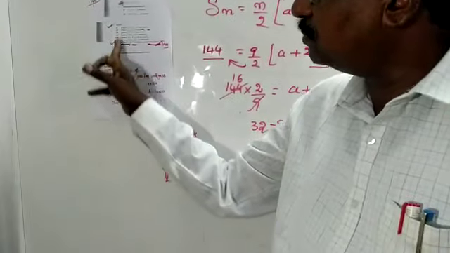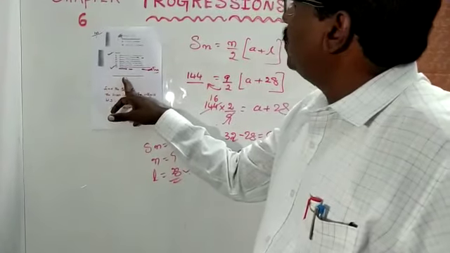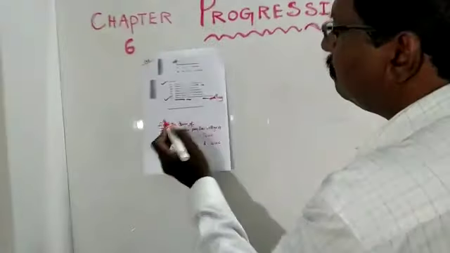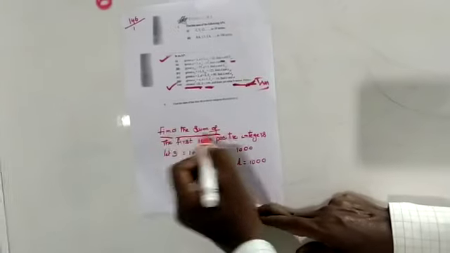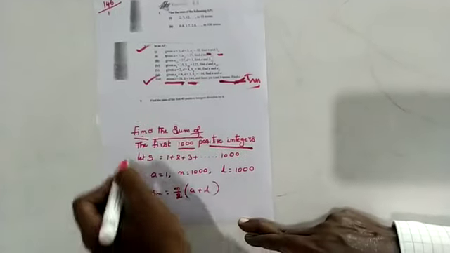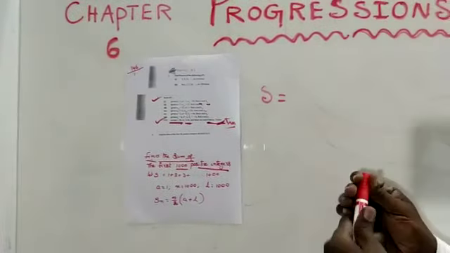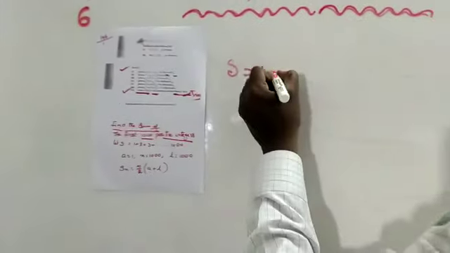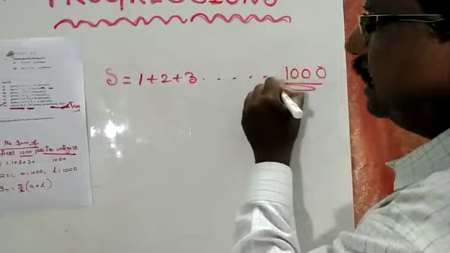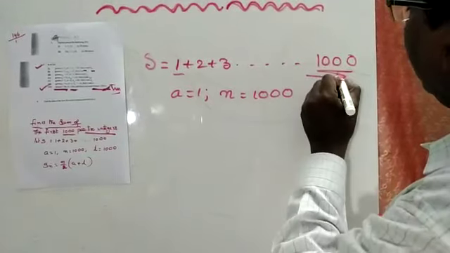Then you have to practice all these problems. Then we are going to discuss the summation problem. The sum of the first 40 positive integers divisible by 6. Okay, students, I will explain here only. Find the sum of the first 1000 positive integers. S is equal to 1 plus 2 plus 3 and so on to 1000. Here the last term he gave, A is equal to 1 and N is equal to 1000.